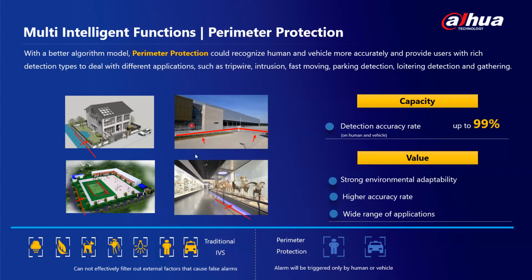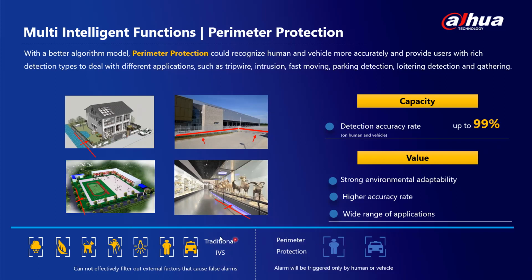Here we have a tripwire, here we have an intrusion, some tripwires again, and some other tripwires. For these tripwires, there are rules set, and the direction can be defined, the direction in which the movement should flow. The values generated by this are strong environment adaptability and a high accuracy rate in detecting those violations. Again, we have a wide range of applications where this can be placed.